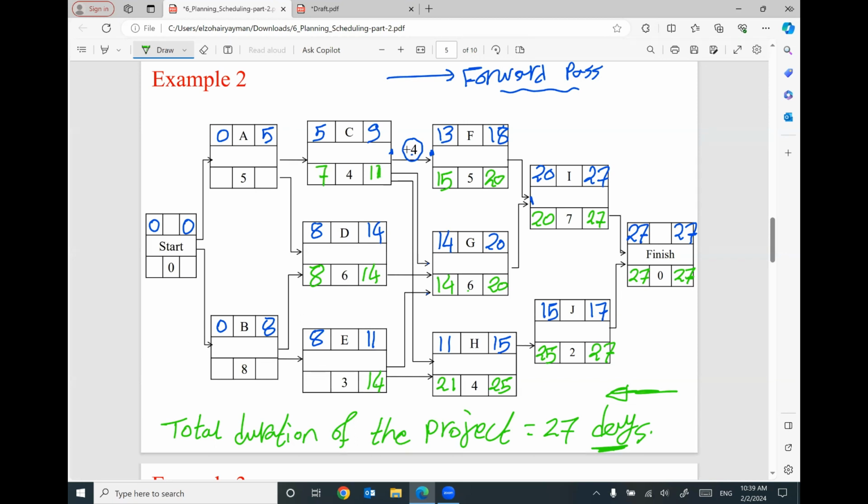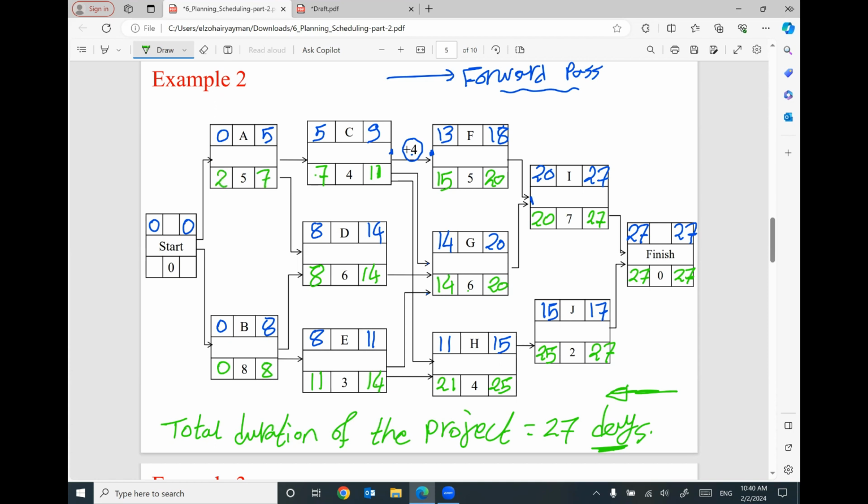Okay. This one is 21 coming back. This one is 14. So I'm going to use 14 minus 3 will be 11. For this activity B, we have two arrows coming back. So we have 11, we have 8. I'm going to use 8. Minus 8 will be 0. This activity has two arrows coming back, 8 and 7. I'm going to use 7. Minus 5 will be 2.